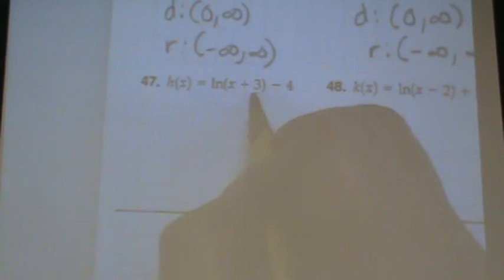Last 2, and we're done. This is going to change your domain. It's going to be 3 left and 4 down. So if you looked at the graph of it, here's your parent function. If you go 3 left and 4 down, you're going to be somewhere like that. So your domain now is going to be greater than negative 3, so negative 3 to infinity, and your range is all real numbers.